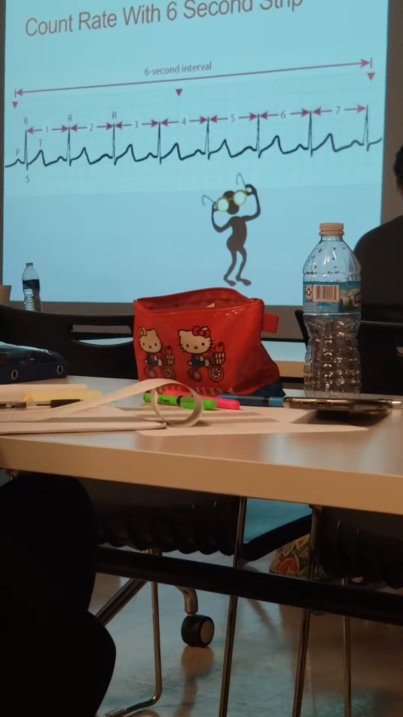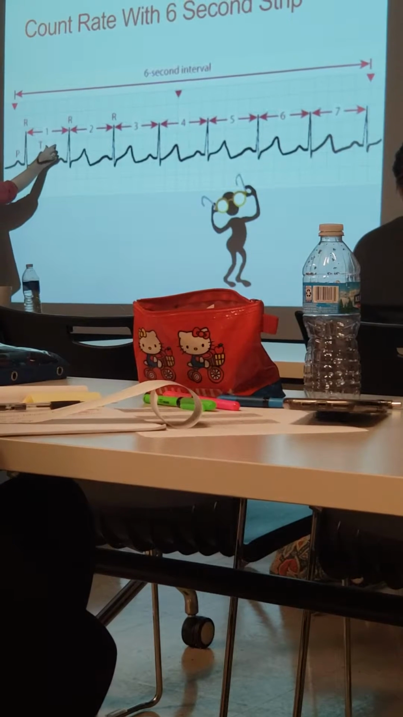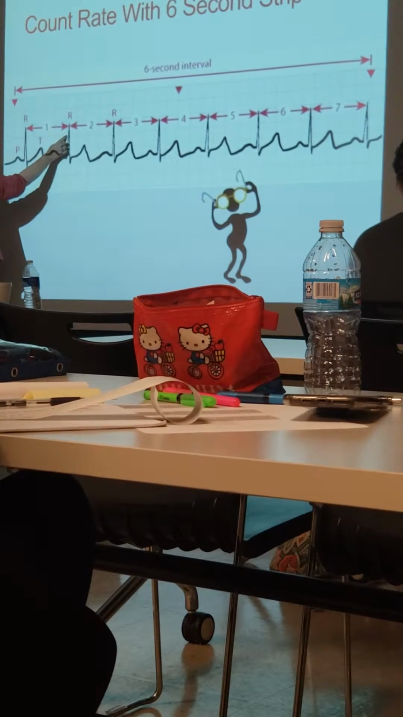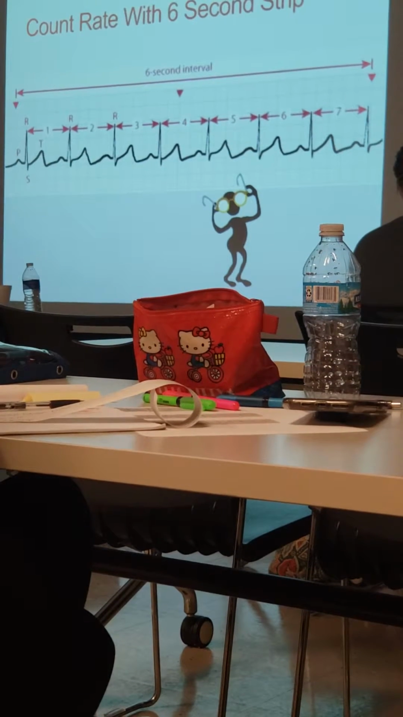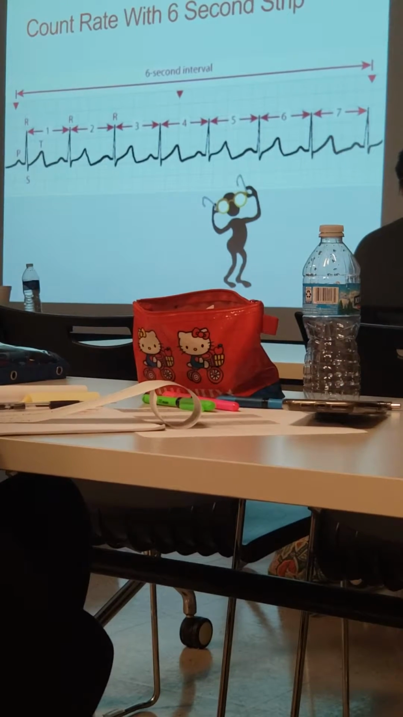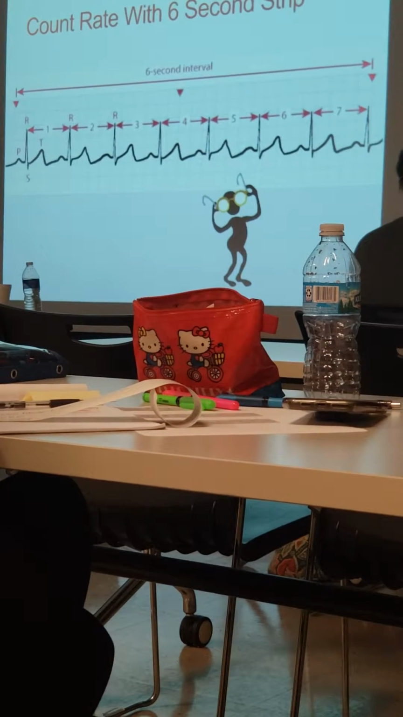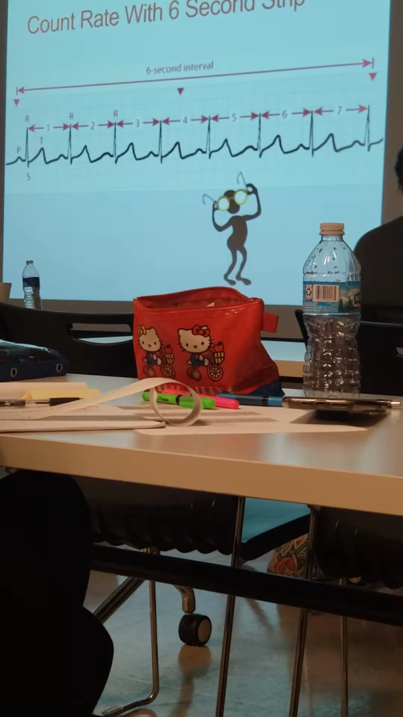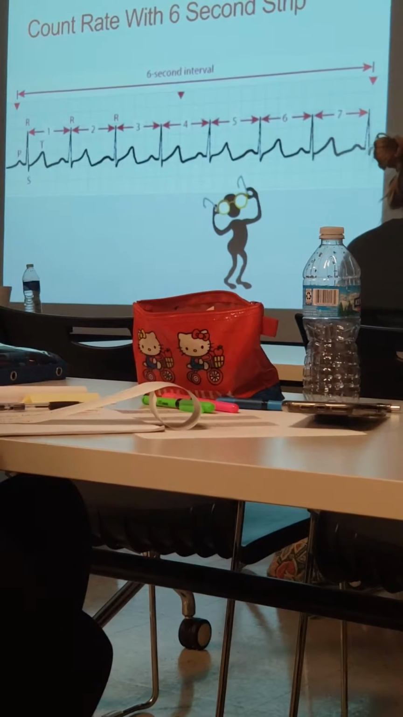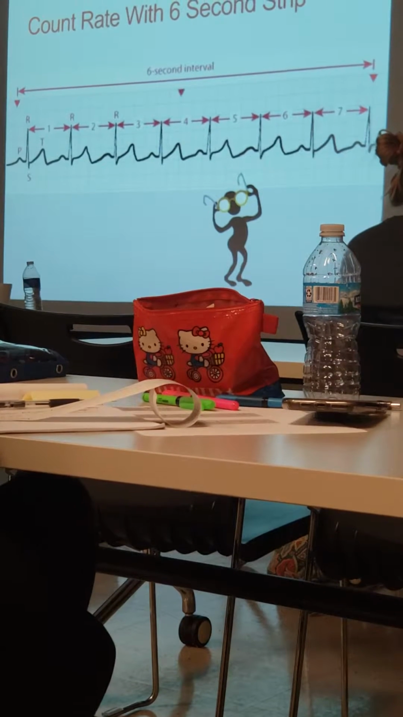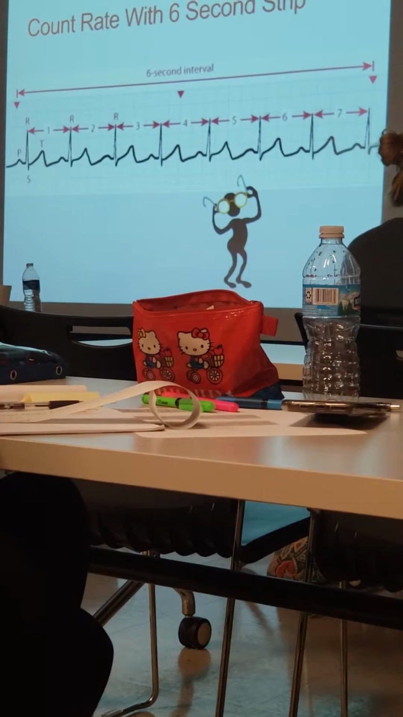Now, to look at these R waves and use the boxes, I have 1, 2, 3, 4 in a little bit. And then 1, 2, 3, 4 in a little bit. So I'm at really about 4.5 boxes between each R wave. So if I took 300 and divided it by 4.5, what do you come up with? 66. It's a more accurate method of taking the rate.